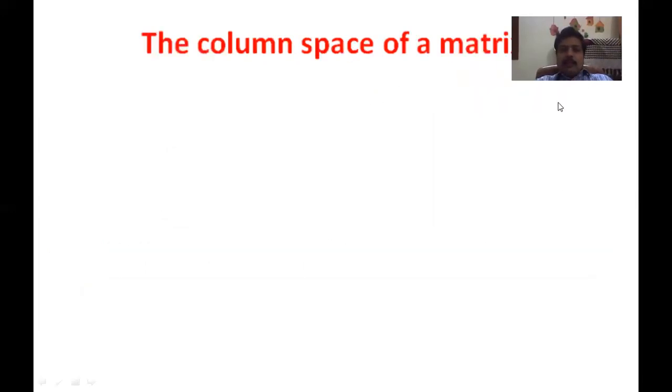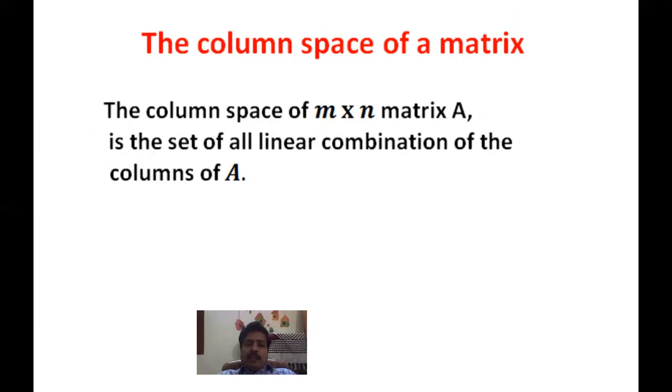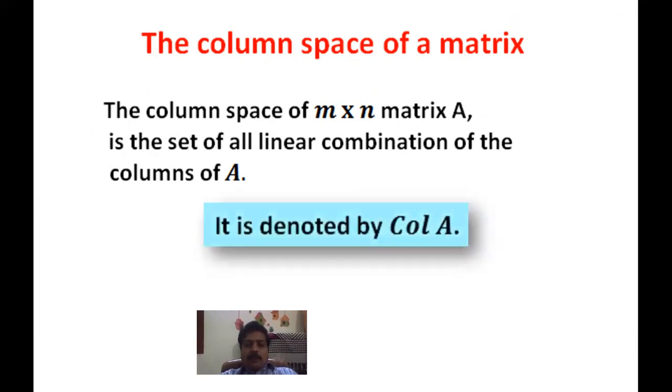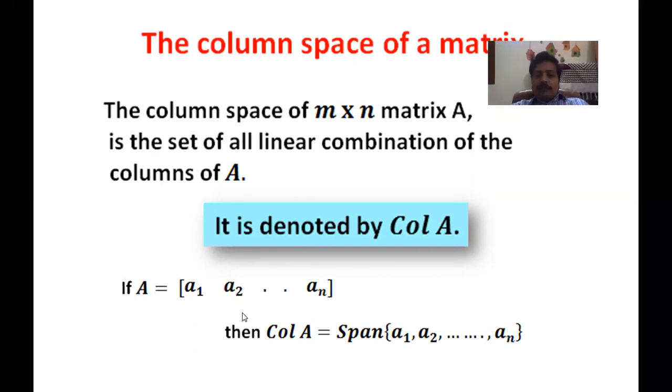And column space of a matrix. The column space of an m by n matrix A is the set of all linear combinations of columns of A. It is denoted by column space A. And if A is equal to the matrix [A1, A2, ..., An], where A1, A2, ..., An are the columns of matrix A, then column space A is equal to span of A1, A2, and so on. This is the column space.